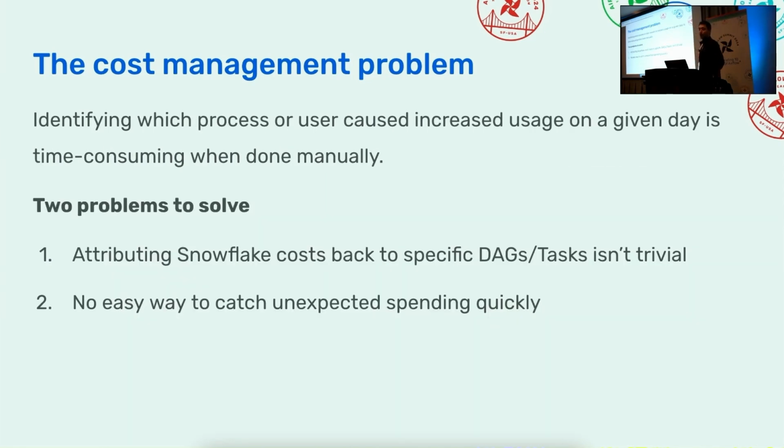So really two key things to solve for. The first one, attributing Snowflake costs back to specific DAGs and tasks. And the second one is to catch unexpected spendings as quickly as we can. Let's say a user runs a query without the right join, or forgets a where clause or a limit clause, and the query runs for hours. We want to be catching that and teaching them how to write the queries better. And so we need to be able to catch those queries as they happen, right?